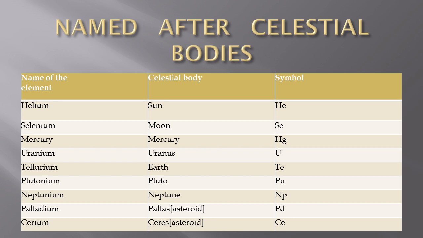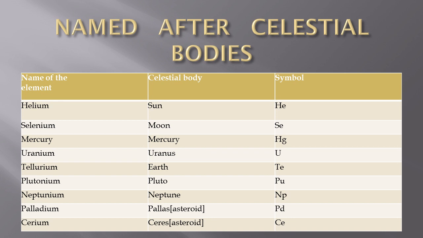Mercury, named after the planet Mercury, symbol Hg. Uranium, named after the planet Uranus, symbol capital U. Tellurium represents the planet Earth, symbol Te. Plutonium is named after the celestial body Pluto, symbol Pu.